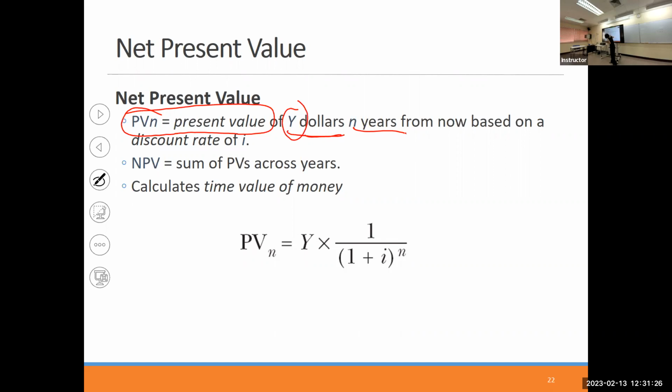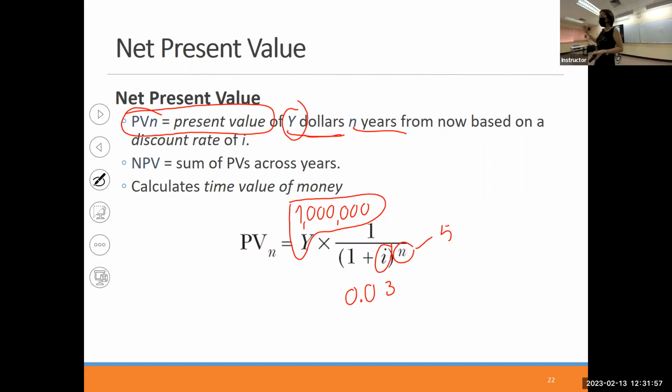So suppose you have, as I said, 1,000,000. Okay, this Y is 1,000,000. And you say that the discount rate is 3%. Okay, it is 0.03. And in the next 5 years, how much will it become? That is the present value. The value of $1,000,000 in the next 5 years, given that the discount rate is 3% per year. Okay, that is the meaning of present value.